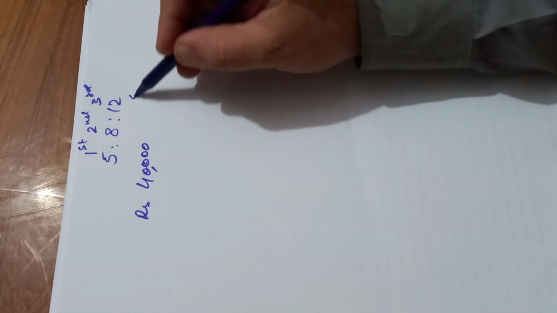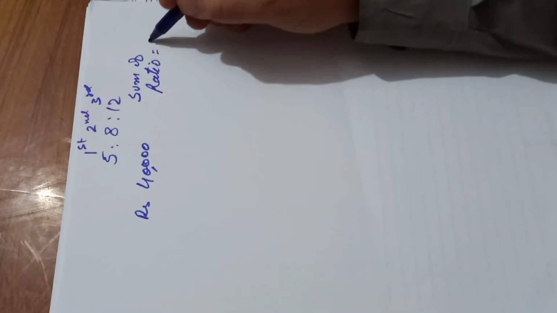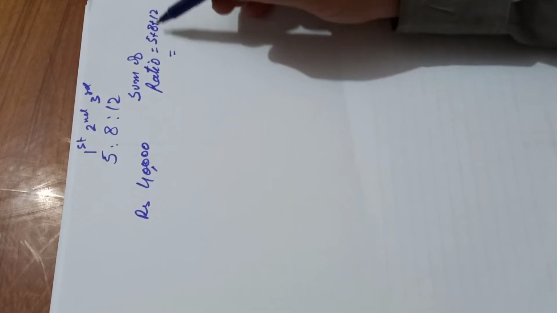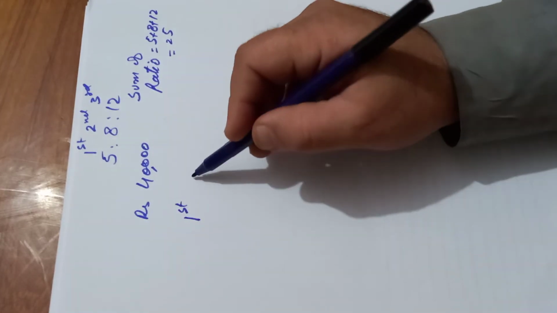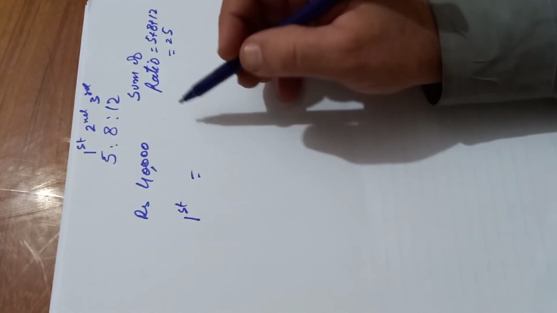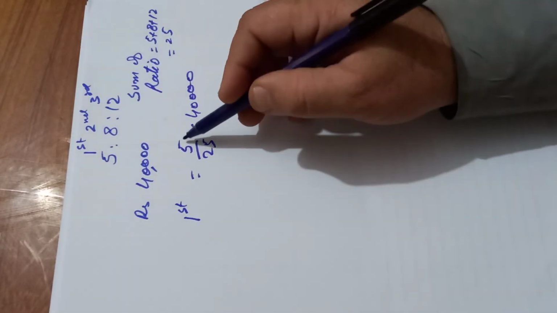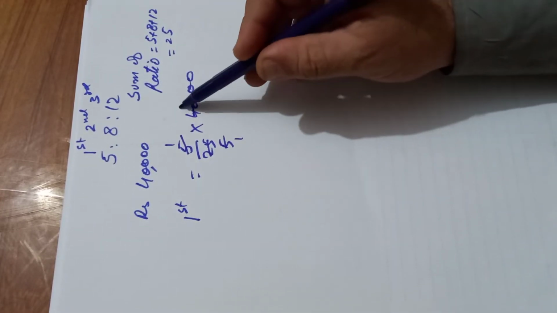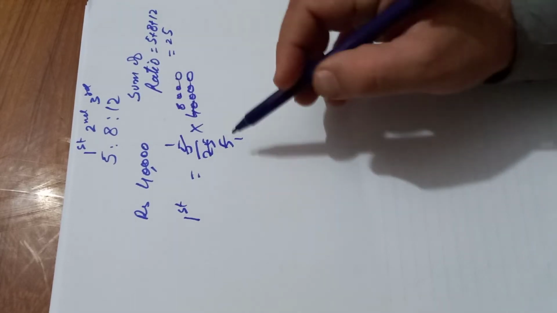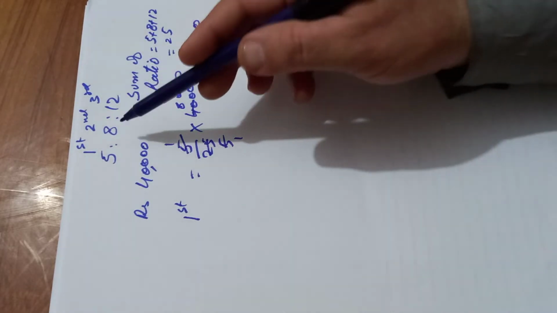First of all, we need to find the sum of the ratio, and that is 5 plus 8 plus 12, and the total is 25. So now the first share is 5 out of 25. How much out of 40,000? So 5 ones are 5, 8s are 40, and 3 zeros. So 8,000 rupees is the first partner's share.